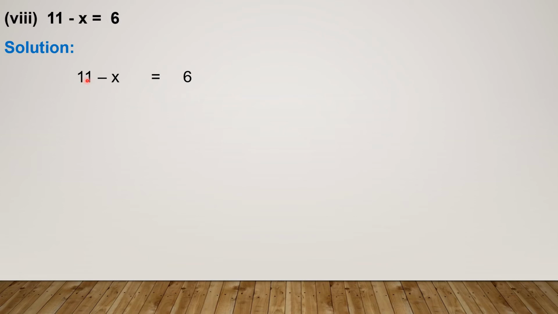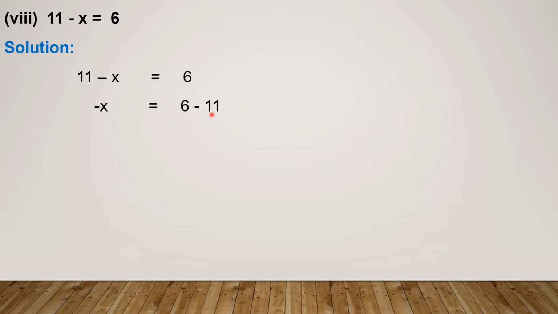Since with 11 we have a positive sign over here, plus 11 minus x is equal to 6. So when we move plus 11 to the other hand side, it will simply be converted to minus 11. Got it? Minus x will come as it is, 6 will come as it is, and plus 11, when we move plus 11 from the left hand side, it will be converted to minus 11 on the right hand side.